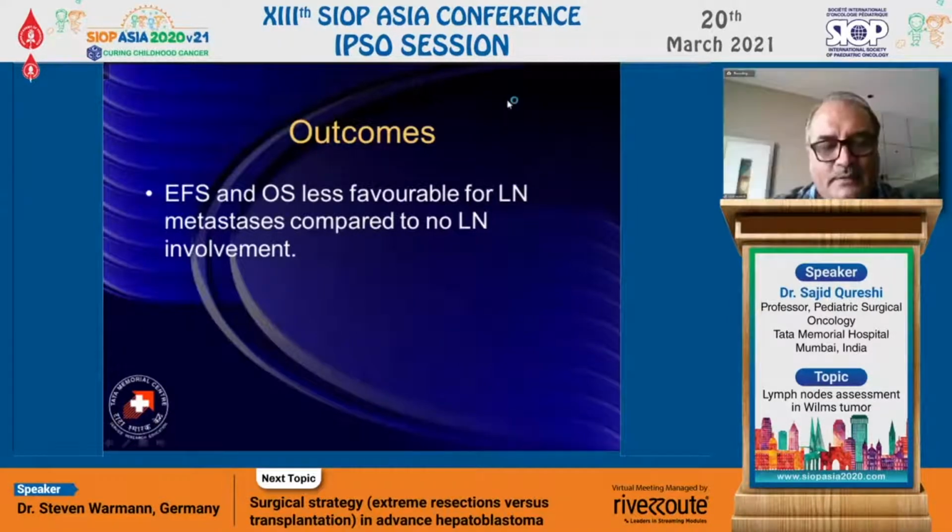Right. And whenever the lymph nodes are present, event-free survival and overall survival are less favorable as compared to patients without lymph node metastasis. Though this is not statistically significant in solo lymph node metastasis, when lymph node metastasis is combined with microscopic residual disease, it becomes a very significant contributor for inferior event-free and overall survival.